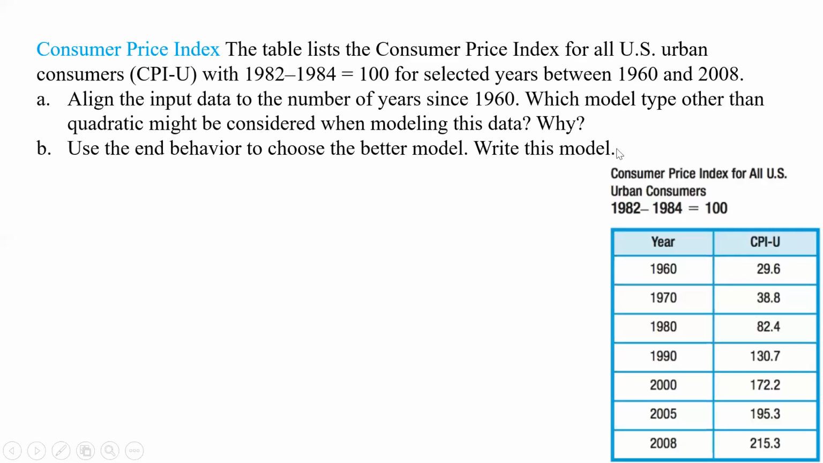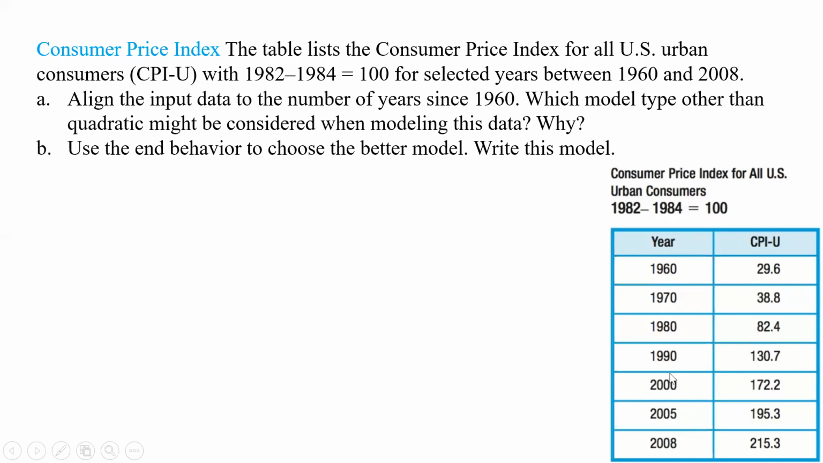Okay, for the next one, we're looking at the Consumer Price Index. The table lists the Consumer Price Index for all U.S. urban consumers, so CPI-U, with 1982 to 84 equals 100 for select years between 1960 and 2008. What we're supposed to do with this data is align it for the number of years since 1960. So we'll set that equal to 0, then 10, 20, 30, 40, 45, 48.